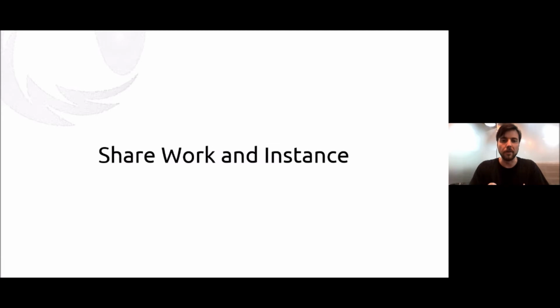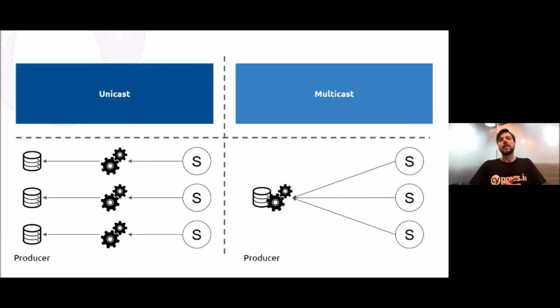Next is sharing work, and you maybe know that subscriptions are cold, so every subscription to an observable is a unicast. What we should consider is multicasting several things. For example, multicasting instantiation of objects and multicasting different slices of your stream.